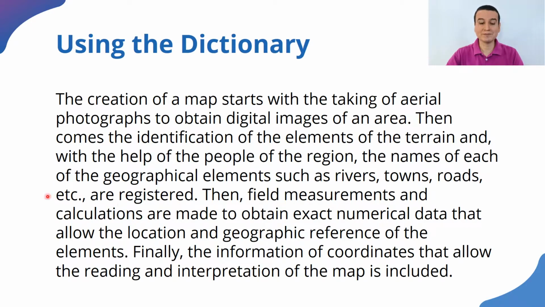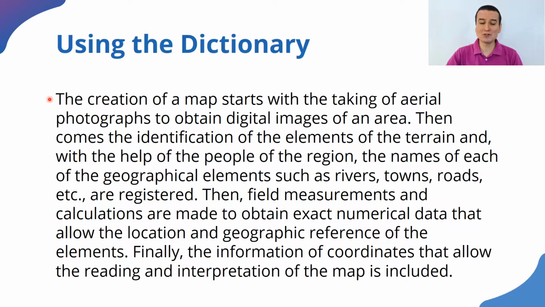Good. Then, field measurements and calculations are made to obtain exact numerical data that allow the location and geographic reference of the elements. Good. Finally, the information of coordinates that allow the reading and interpretation of the map is included. Wow, that is a good process description.